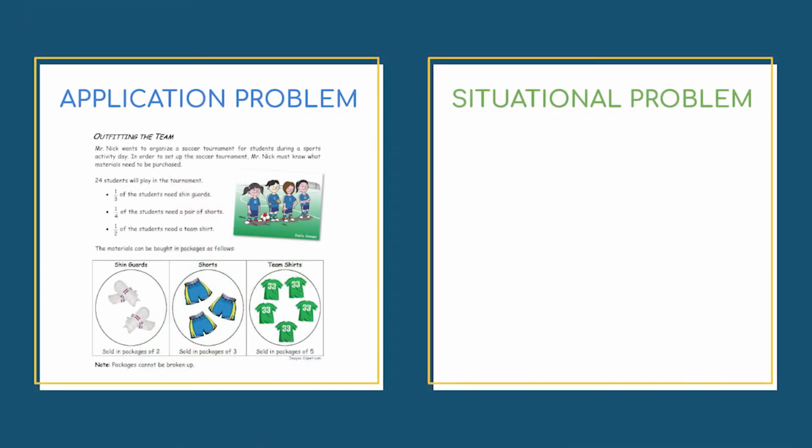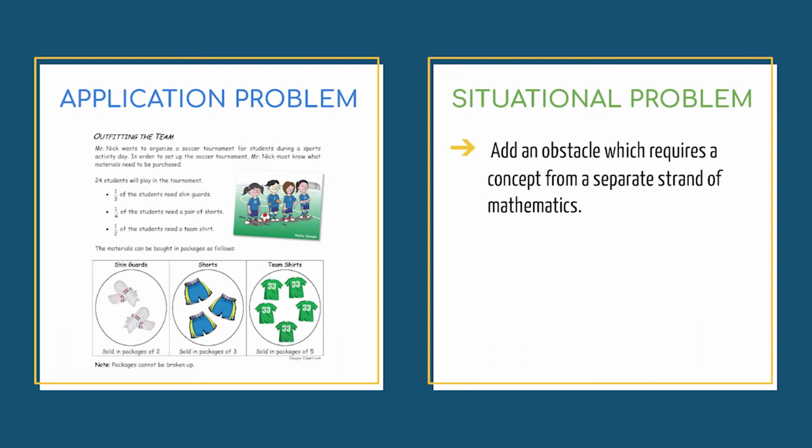Another option is to enrich an application problem to meet the requirements of a situational problem. If you are unable to find a situational problem that is easily changed so that it meets your instructional needs, increasing the complexity of an existing application problem may be a more reasonable action. Adding an obstacle to an existing application problem, which requires a concept from a separate strand of mathematics, will cause the procedure to not be immediately clear and allow students to combine the concepts in a new and unique manner.